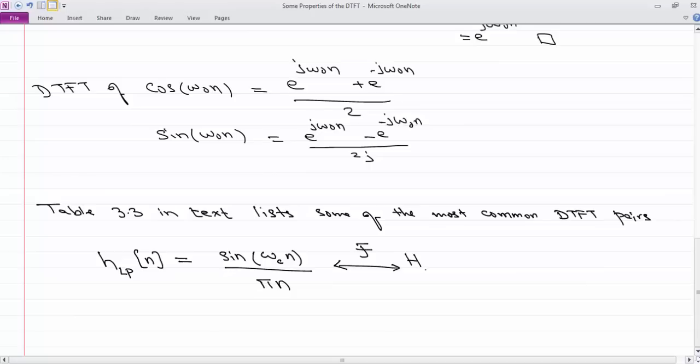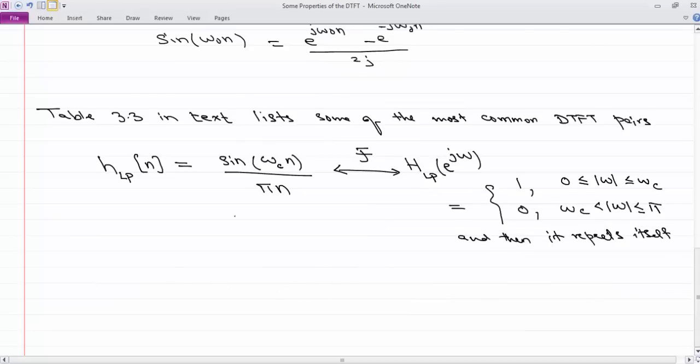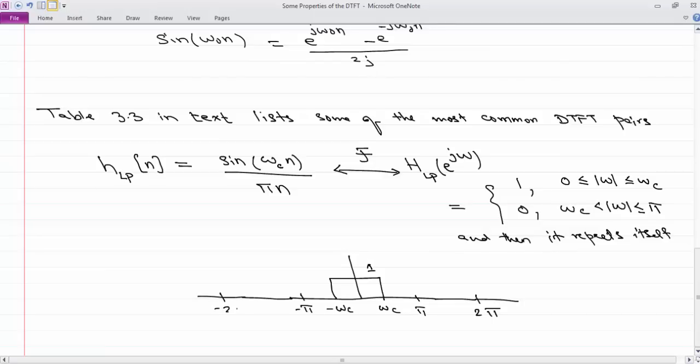Its Fourier transform is given by this box function. It's 1 for 0 less than or equal to absolute value of omega less than or equal to omega c, and 0 for omega c less than absolute value of omega less than or equal to pi. And then it repeats itself because of the periodicity of the Fourier transform. So the Fourier transform of this function basically looks like the following. It's all ones from minus omega c to omega c up to pi. And then, of course, it repeats itself after every 2 pi intervals.